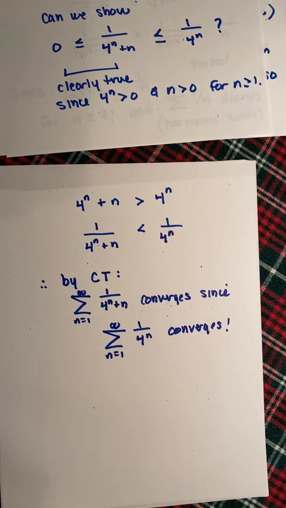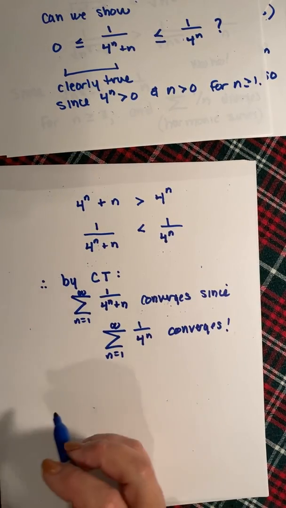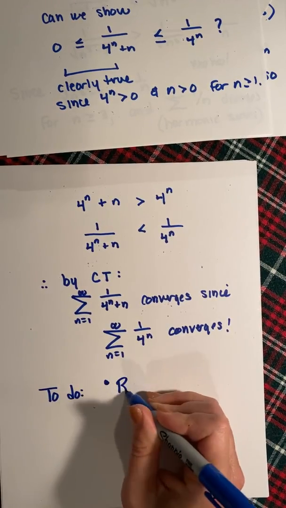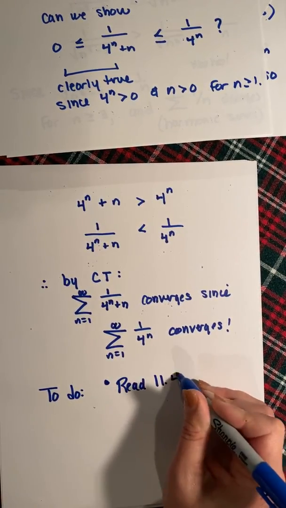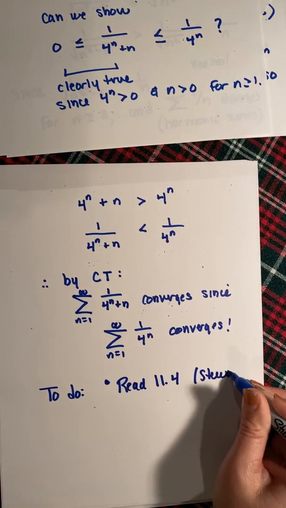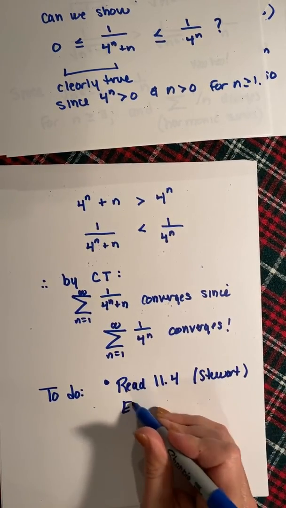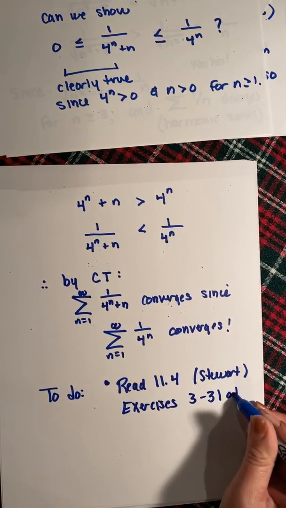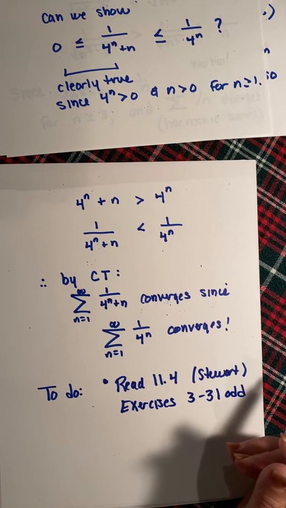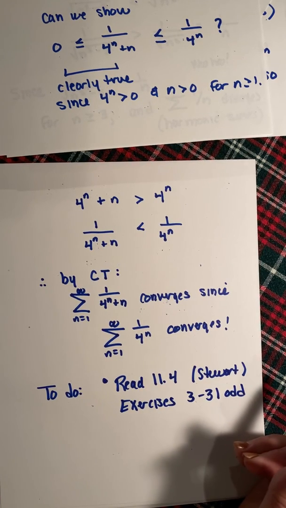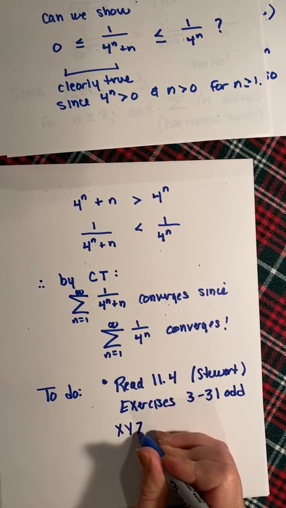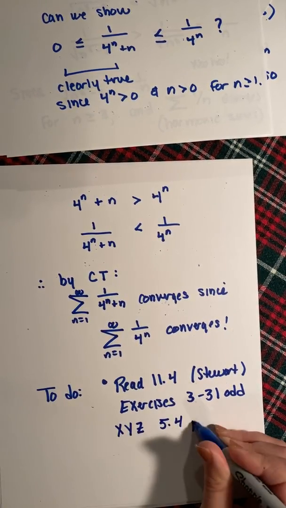All right, so the best way to get good at this is to pop out these on your own. So what I want you to do is read 11.4 in Stewart, exercises, you can never do enough, 3 to 31, odd, every other odd, do all of them, whatever works for you. I believe this is, let's see, the homework problems for section 5.4.